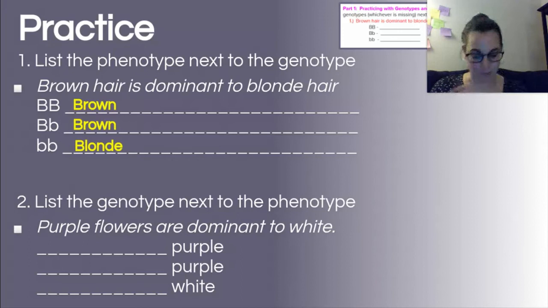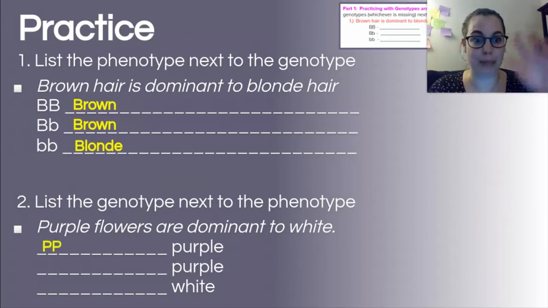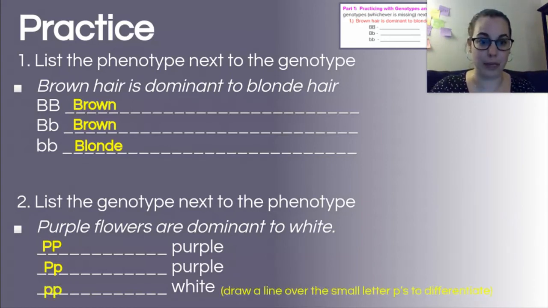Now we can flip it. We can say, list the genotype next to the given phenotype. And we're told the pattern, purple flowers are dominant to white. So if I see a purple flower, it absolutely has to have that dominant allele of a big P. But there are 2 ways that could be. It could be homozygous dominant, big P, big P, or heterozygous, big P, little p. To be white, to show that recessive trait, I need both recessive alleles, little p.